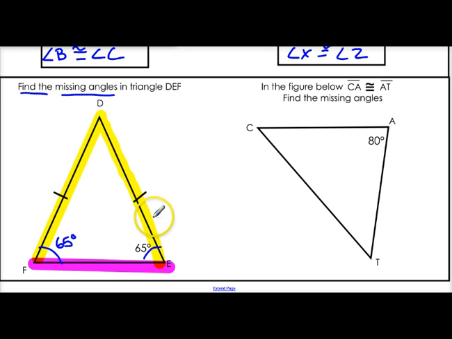So how do we find our missing angle? We just do what we did before. 180 minus our two given angles. You always need two to do this. And you get 180 minus 65 is 65, 50 degrees. Take a minute, add up these, make sure I did the math right.